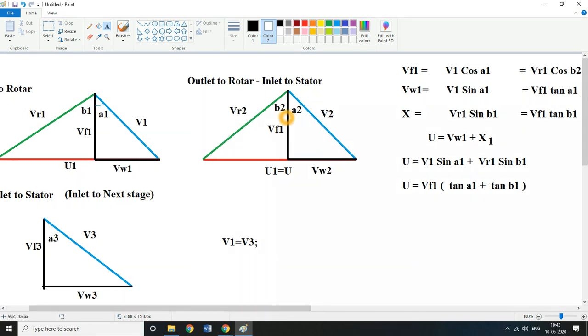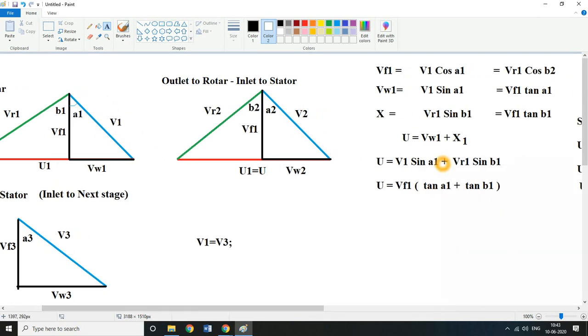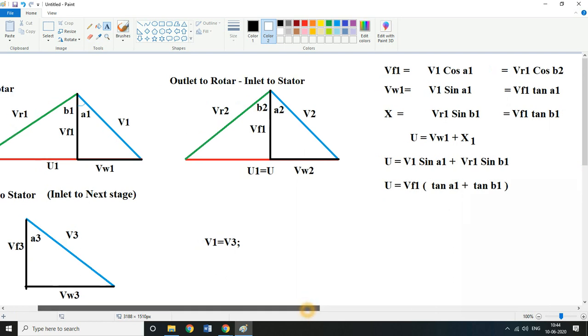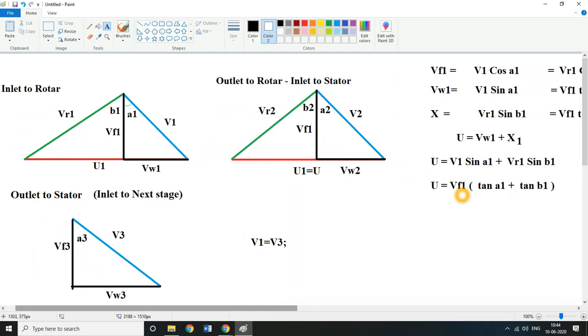Okay, now keeping this, we can substitute for V1 sine alpha 1. So V1 sine alpha 1 is equal to VF1 tan alpha 1. So VF1 tan alpha 1, and VR1 sine beta 1 is equal to VF1 tan beta 2. So taking VF1 common, we can write tan alpha 1 plus tan beta 2. So U, the rotor speed, will be equal to the radial component multiplied by tan alpha plus tan beta 1.